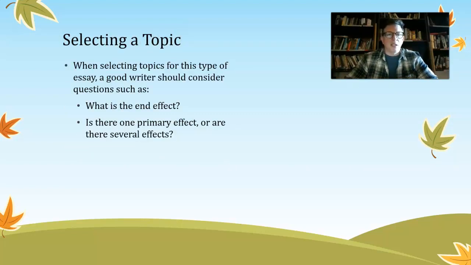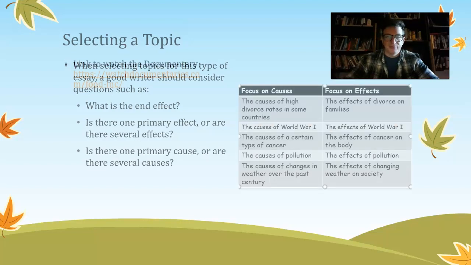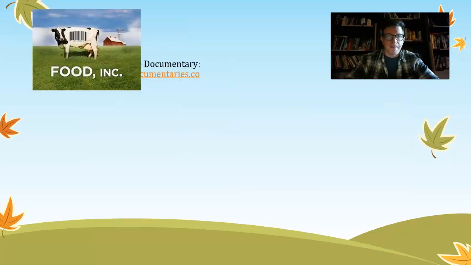So you might want to consider, what is the end effect? Is there one primary effect, or are there several effects? All right. Causes of World War One. Those aren't really debatable. Okay. Types of cancer. Yeah, these are kind of boring. I'm going to say that these are kind of boring.